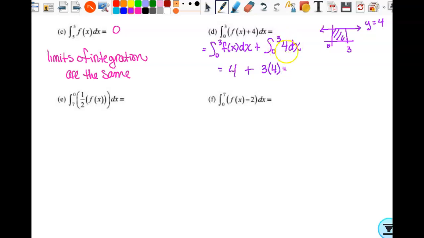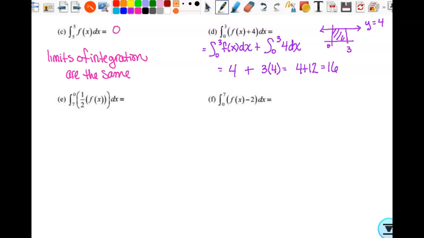If this is a constant, it's the change in x, so it's not always the top number. The change in x from 0 to 3 is 3. 3 times 4 gives me 12. So I get 4 plus 12, and I get 16. We okay with that? What questions do you got? We good? All right.